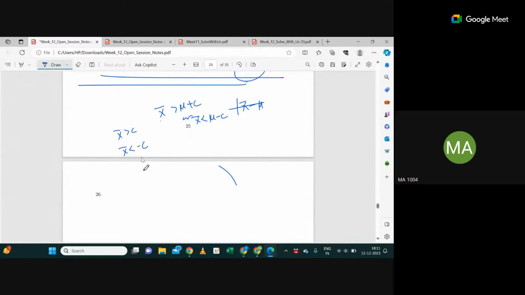How will you decide your test? At the end, your alpha will be the probability of x bar is greater than c given H naught, plus the probability that x bar is less than minus c given H naught, or simply the probability that modulus of x bar is greater than c given H naught, right? Yes, sir. This is your point, right?